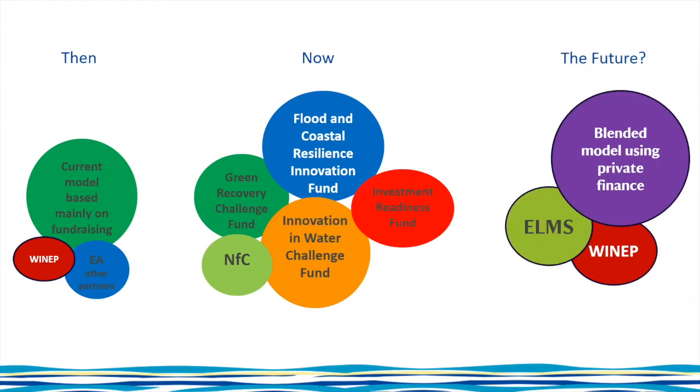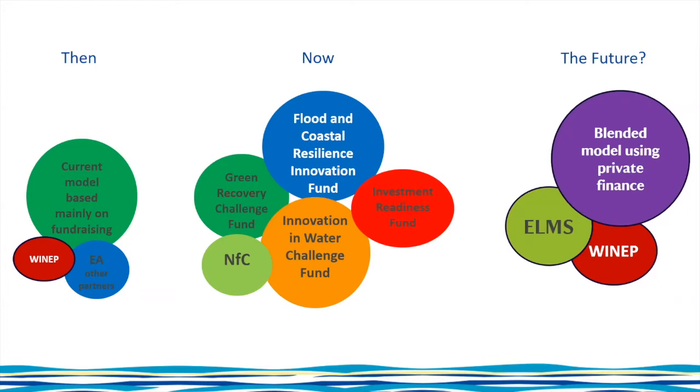So the environmental land management scheme, which will replace the common agricultural policy and will come in a few years, needs to be the foundation really of how we fund our work and how we fund farmers and land use. The water industry has a role to play with the WINEP, but there needs to be this really big injection of funding to enable us to meet the challenges of the climate and biodiversity crisis.